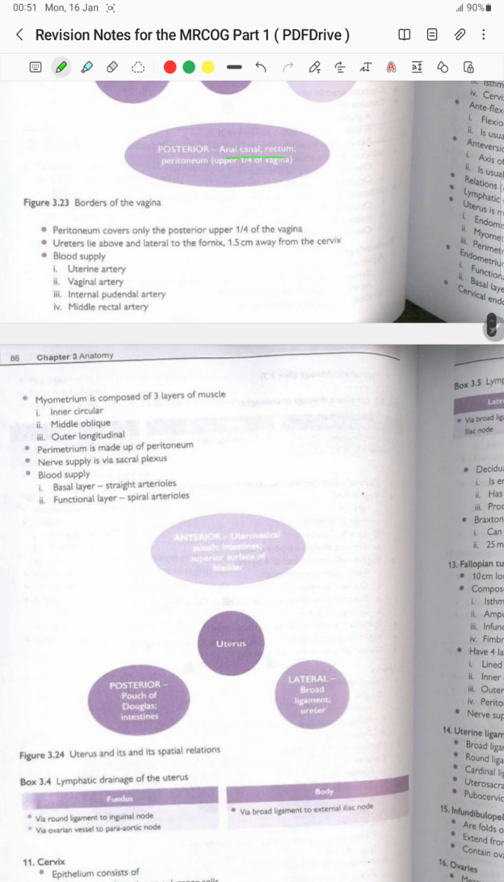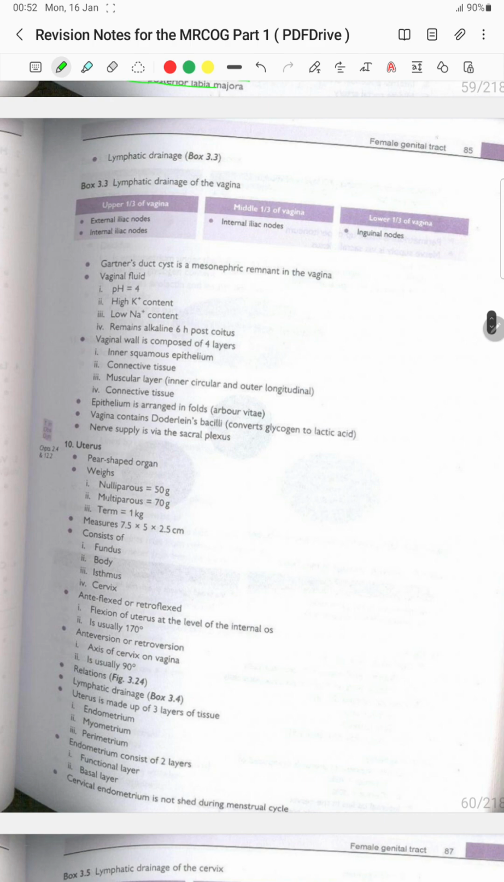The peritoneum covers only the posterior upper quarter of the vagina. The ureters lie above and lateral to the fornix, 1.5 centimeters away from the cervix. The blood supply includes the uterine artery, the vaginal artery, internal pudendal artery, and the middle rectal artery. For lymphatic drainage, the upper third of the vagina is drained by the external iliac and internal iliac nodes, the middle third by the internal iliac nodes, and the lower third by the inguinal nodes.